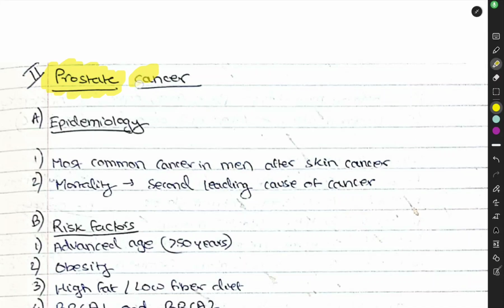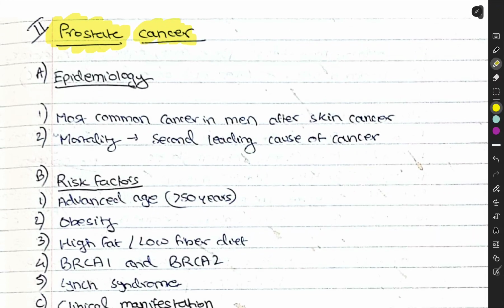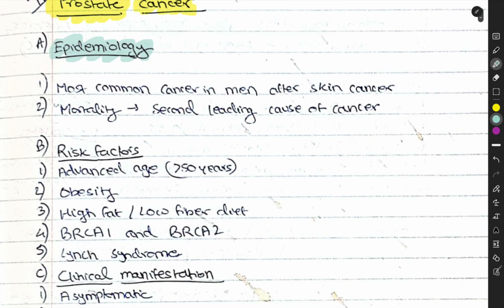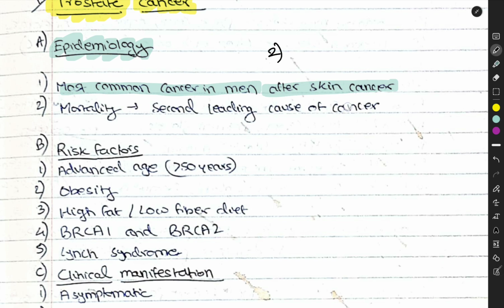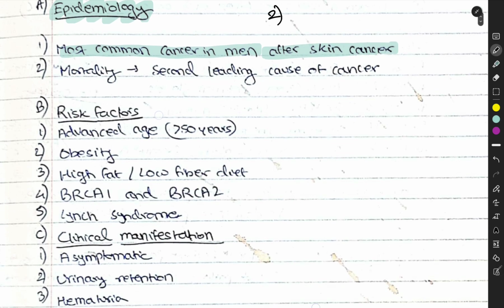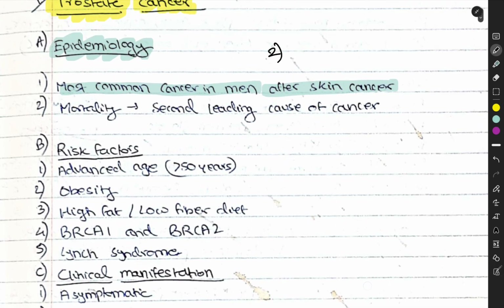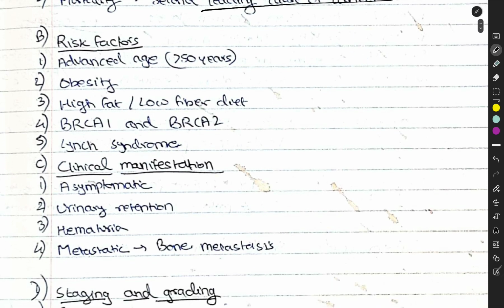Moving on to prostate cancer. Now, the epidemiology of prostate cancer. It is the most common cancer in men after skin cancer. So it's the second most common after skin cancer. The mortality is the second leading cause of cancer death. Then you have the risk factors.